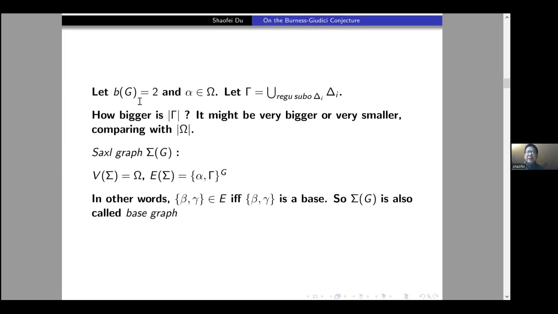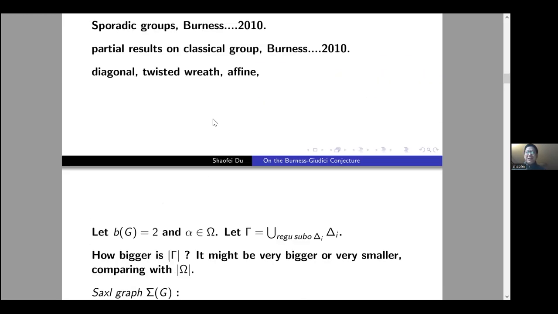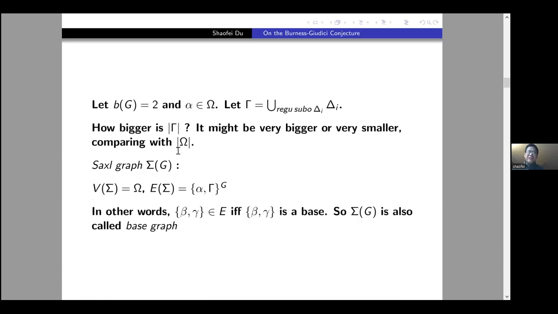Okay, let's concentrate on groups with b(G) equal to 2. Take alpha in Omega. Let Gamma be the union of all regular suborbits Delta_i. Since b(G) is 2, you have at least one regular suborbit. You combine together all the regular suborbits and make a big subset Gamma. So how big is Gamma? Sometimes it is very big, sometimes very small. For example, here you can have 2 points, very small. Also for another group, you have just the size of Omega minus 1. You can have very big and very small.